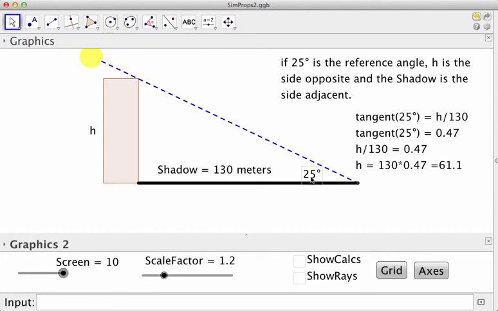Well, with reference to this angle, we have the opposite side and the adjacent side, which means the tangent. That means that we have the tangent of 25 degrees is equal to h divided by 130. We also know from our calculator that the tangent of 25 degrees is equal to 0.47. So now we know that h divided by 130 is equal to 0.47. We multiply both sides by 130 to get that h is equal to 61.1 meters.